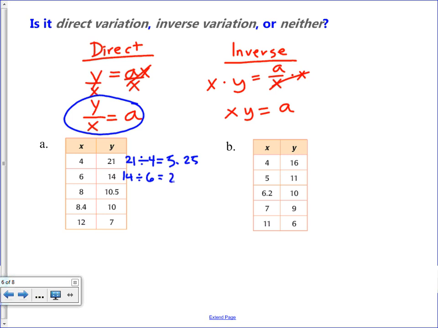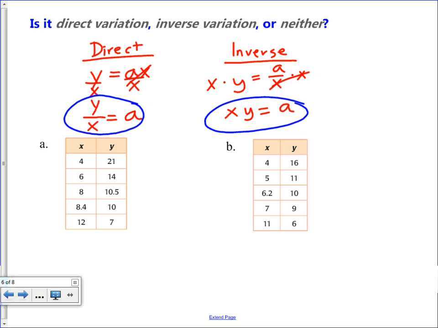Unfortunately, it got us 2.33. Since this is not the same number as the first row of the column, we do not have direct variation here. It would have to get us a constant that was the same throughout the whole table. Let's check if it's inverse variation. To check if it's inverse variation, we do x multiplied by y and see if that gets us a constant.